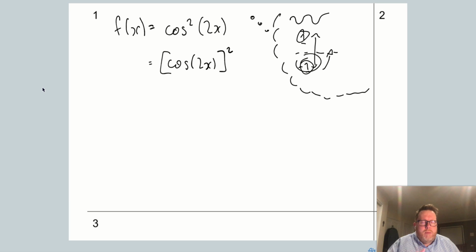Now, I don't know what that will mean in terms of the final graph, but at least I get a sense that it's going to be a cosine graph that's not going to dip below the x-axis because all the values are going to be squared. So it gives me a sense. That's all.